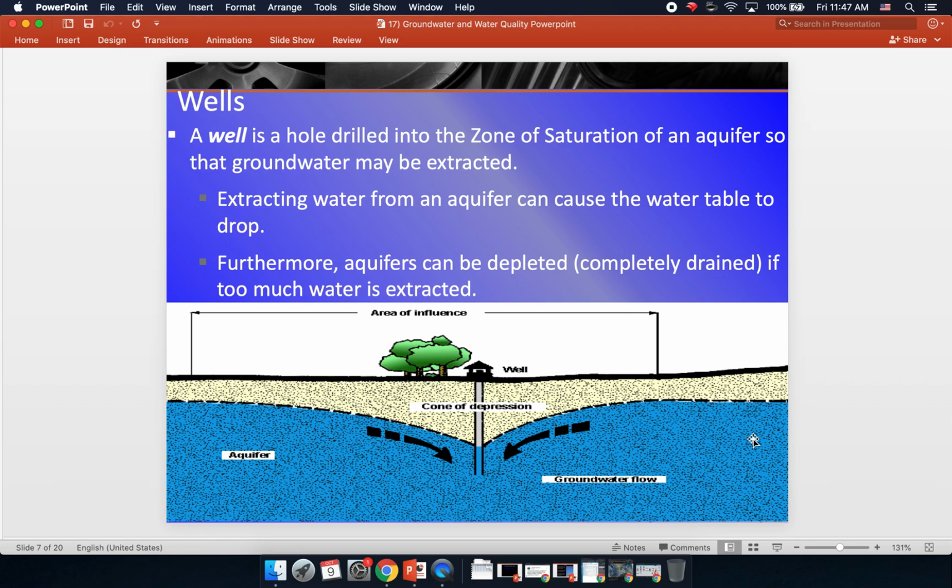depleted. And we've talked before about how if that happens, the soil can settle in on itself and pretty much lose permeability and lose porosity and not be able to hold water anymore. So this is a real concern, especially with wells dug to irrigate crops, where lots and lots of water is being used very often.